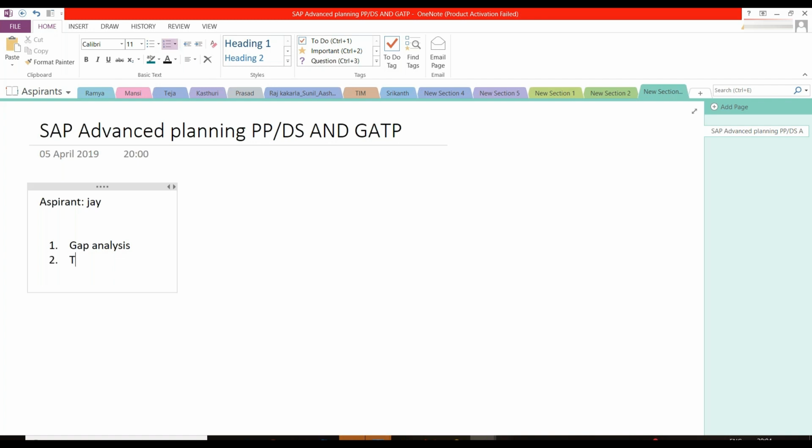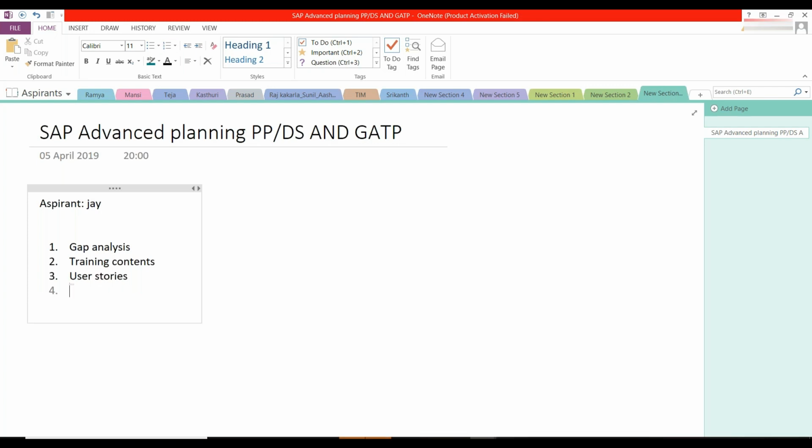Then we will speak about the training contents. The training contents are about the different topics that will be part of our discussion. After this discussion, I'm going to share a Word document with you so that you can see the details of what training contents will be part of our discussion. Then we have something called user stories.